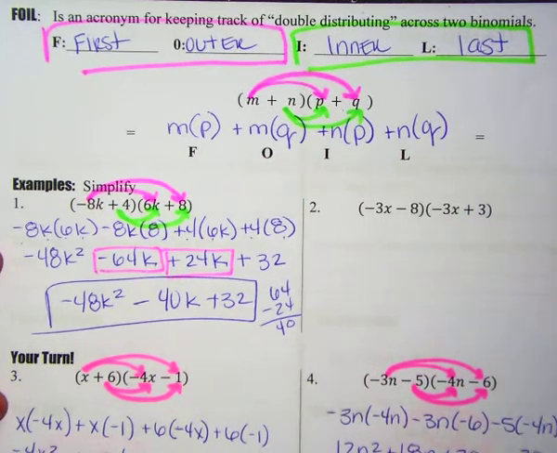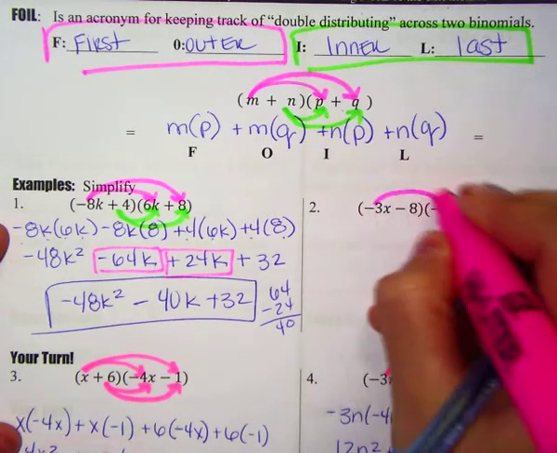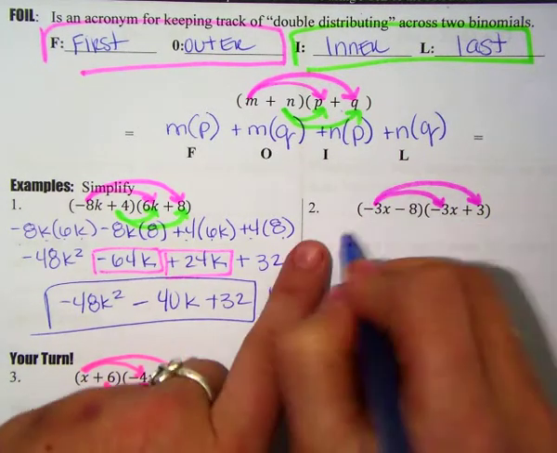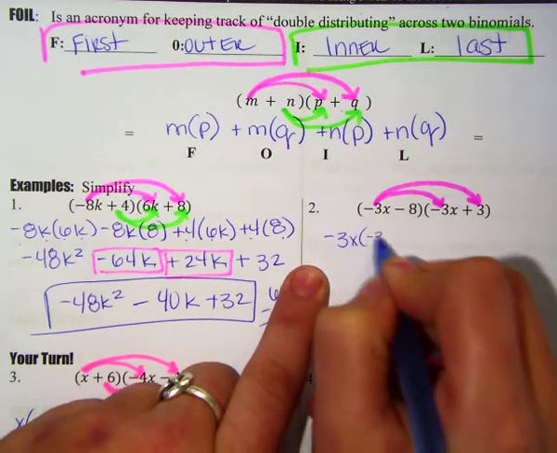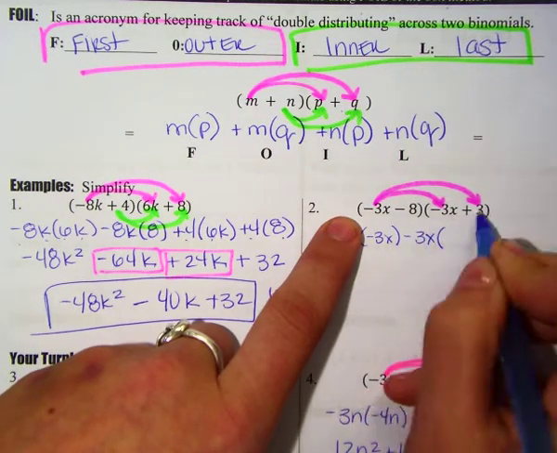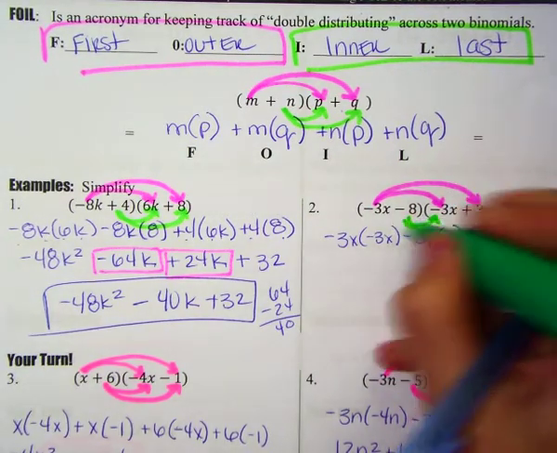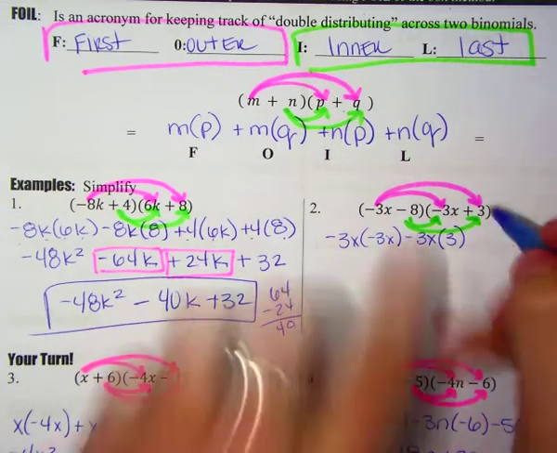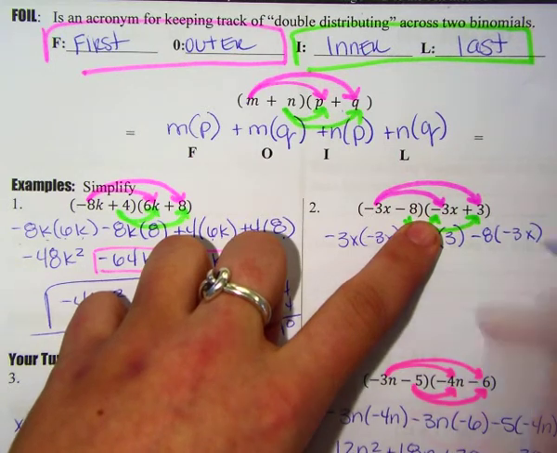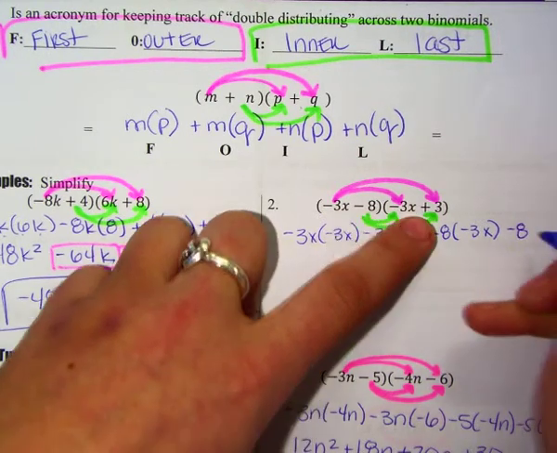Let's go ahead and do one more example. Again, I will break it down into first, outer, then I'll do inner, last. First times first, and then the outer terms. So first is negative 3x times negative 3x. Outer terms would be negative 3x times positive 3. Inner and last. Inner terms are negative 8 times negative 3x. And then last terms, negative 8 times 3.